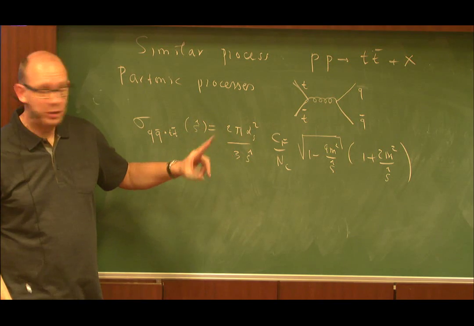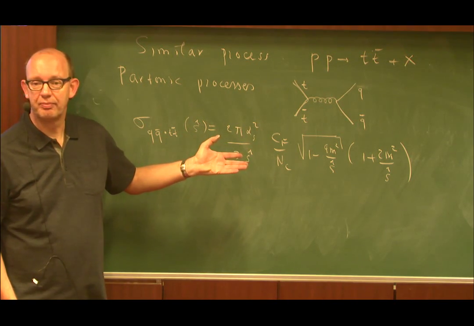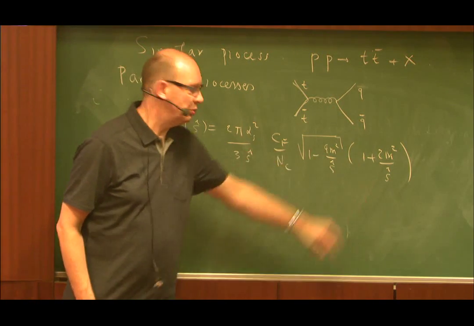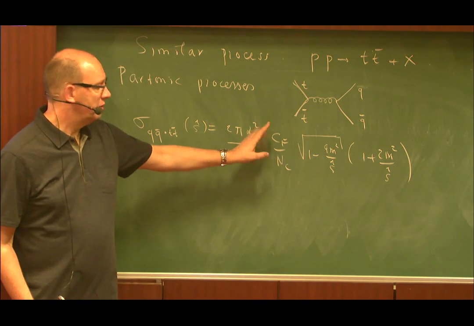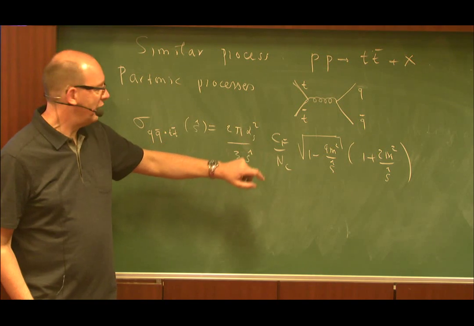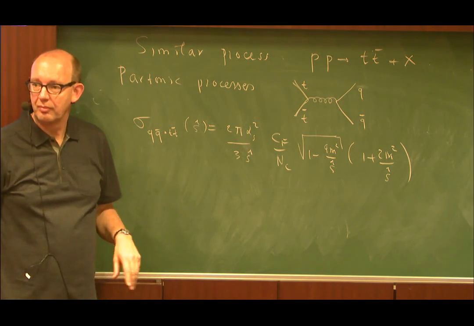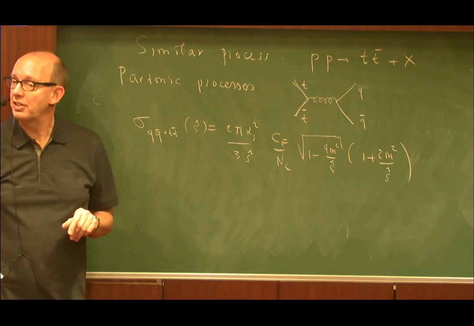You can check, for example, if I put m to 0, then this square root is just 1, this becomes 2, this color factor also will take the right value, and it very much looks like that formula there. But m is not 0, and there's some nice aspects to discuss.